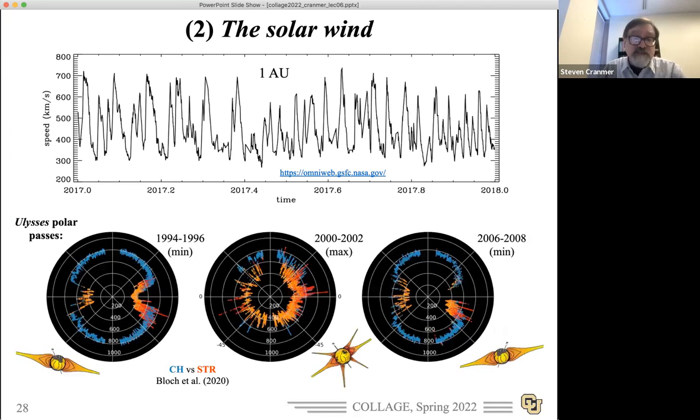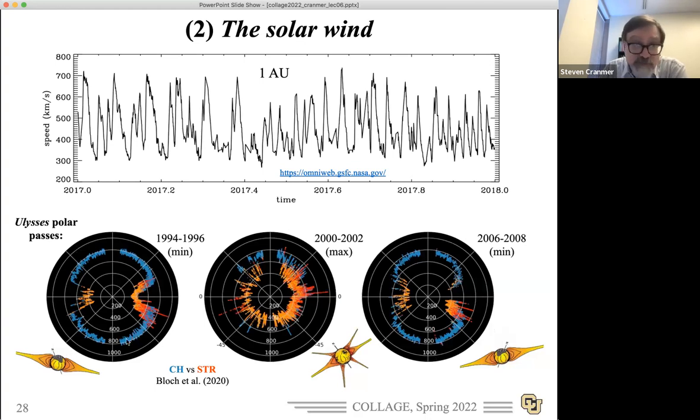Then there's what Ulysses actually saw during its polar passes. So what I'm plotting here are solar wind speeds, but they're plotted in a polar plot, sometimes called a dial plot, where the distance from the center is the speed, but the angle is the actual latitude. The upper y-axis is the North Pole, then it's the South Pole, and the ecliptic plane is the horizontal axis. So we're seeing what Ulysses saw as it swept around.